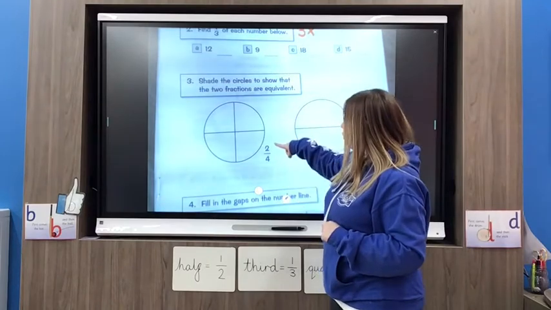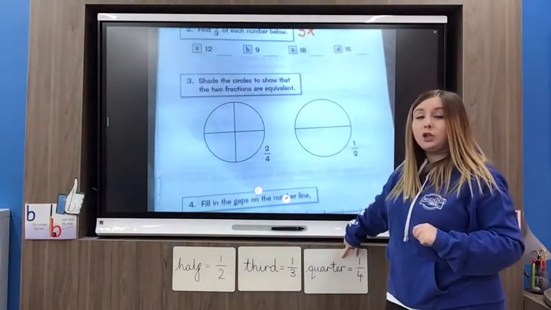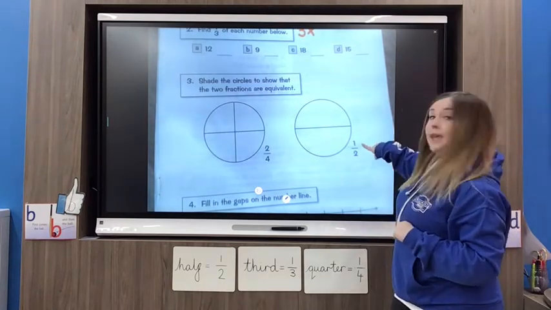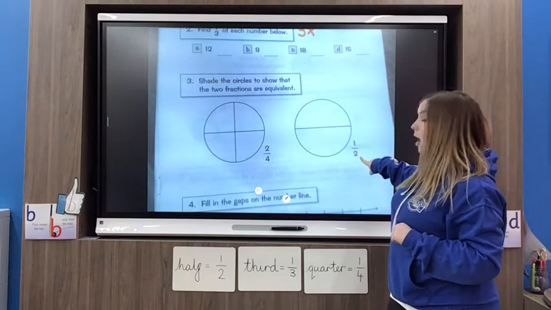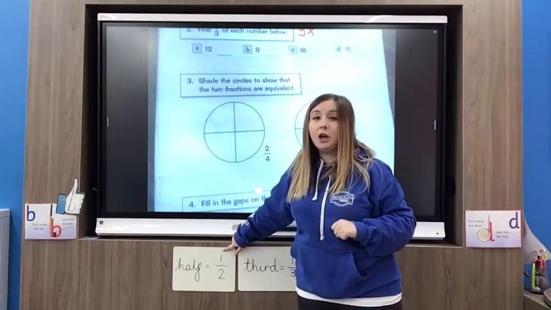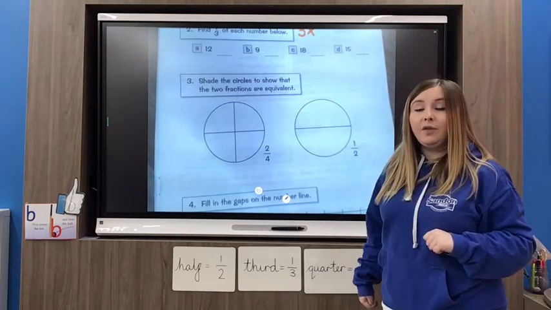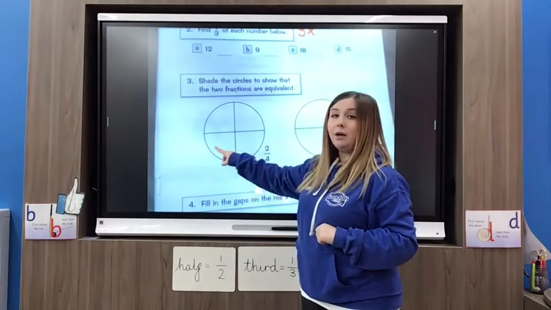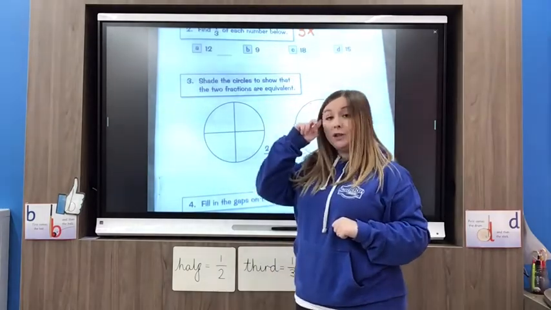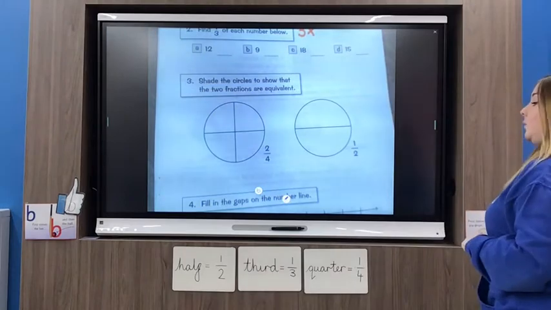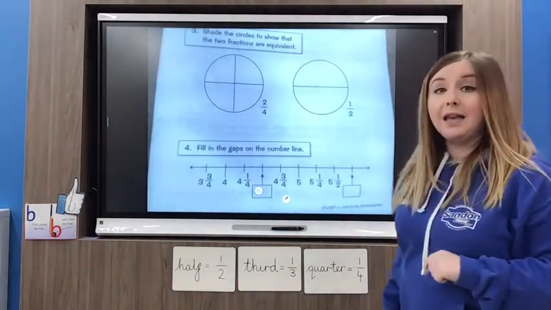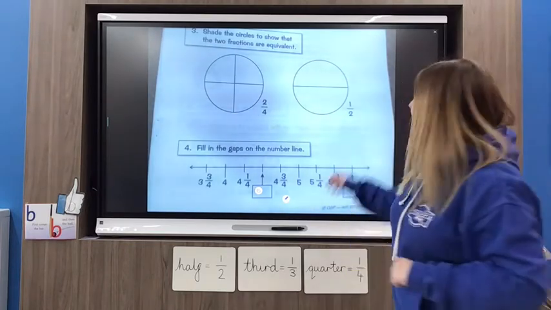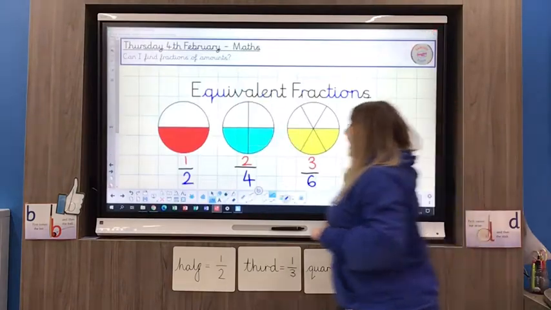Here we've got 2 quarters, so you're going to colour in 2 of those quarters. And here we've got 1/2, so you're going to colour in 1. And I want you to see if they look the same if you've coloured 1 of these in and 2 of these in. Okay. Now I don't want you to complete question 4 today because we'll come back to that at another point. Okay, so leave question 4 and let's go on to our challenge to end our lesson.